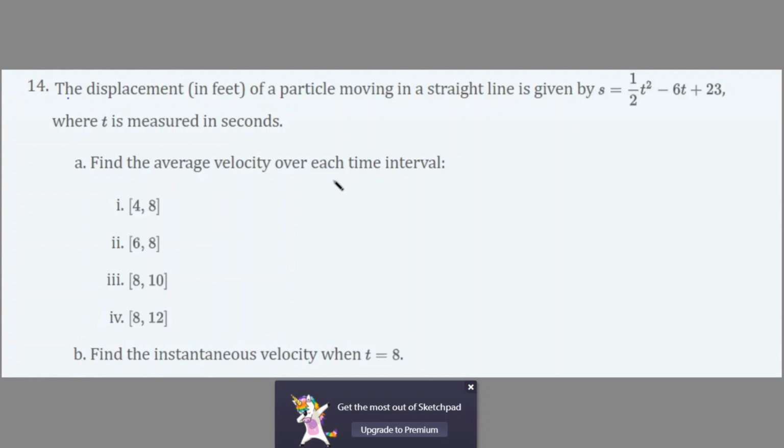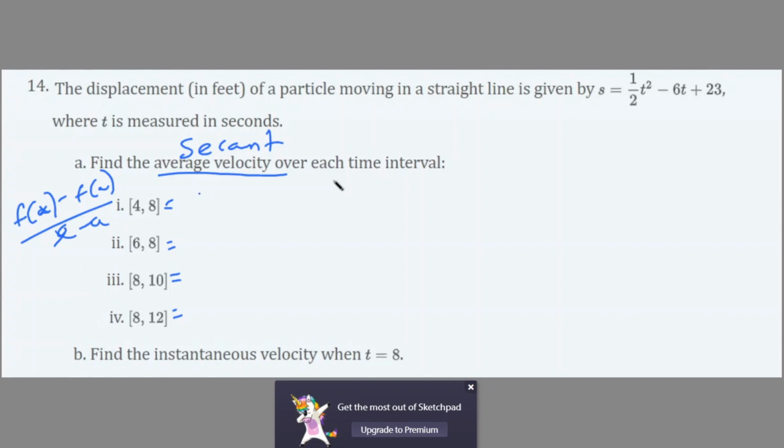So let's try number 14. The displacement in feet of a particle moving in a straight line is given by s equals half t squared minus 6t plus 23, where t is measured in seconds. So now we have to find the average velocity, in which the average velocity is referring to a secant line, which is a line between 2 points, which could be shown in the function of, I think it's f(x) minus f(a) over x minus a.